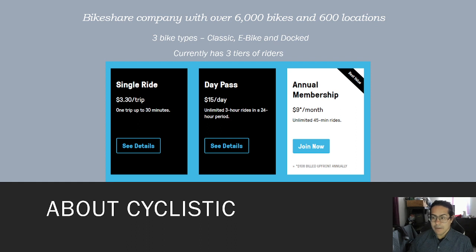So essentially, you're paying $9 a month, which is less than just a single day pass and about as much as three single rides, but you get to use the service unlimited within that calendar year. However, the only limitation is that it's 45-minute rides, which we will touch on later because to me, that's an important factor. Now, some information about the data itself.